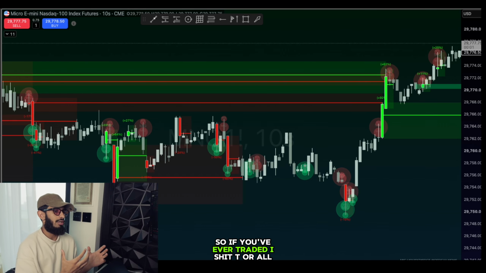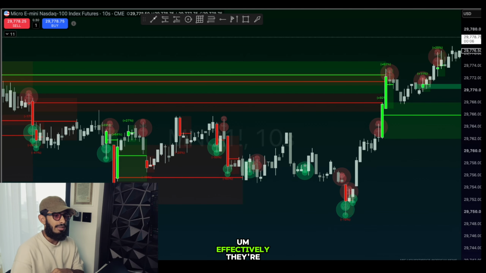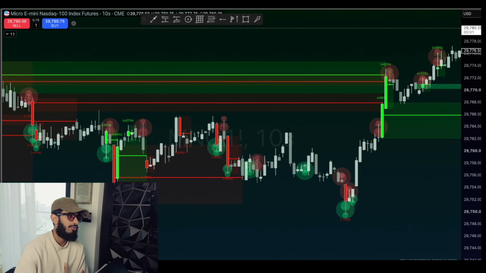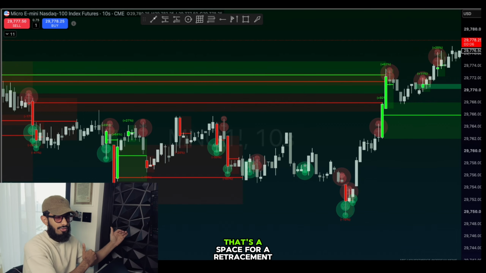So if you've ever traded ICT or those FVG fair value gaps, effectively they're trying to brand a volume imbalance onto a chart by just saying if there's a gap on the candlesticks, that's a space for a retracement.